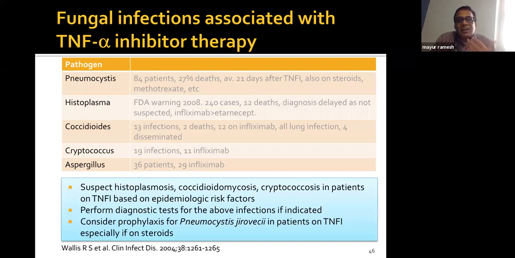We just want you to be careful and suspect it. Suspect histoplasma, coxie, and crypto in patients who have good epidemiologic risk factors, and perform appropriate testing, including BAL. And clearly, the thing that we do want to prophylax for routinely is PCP.